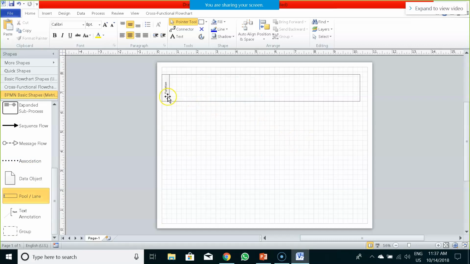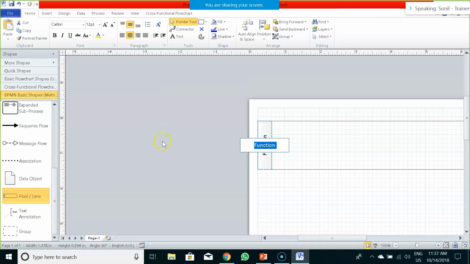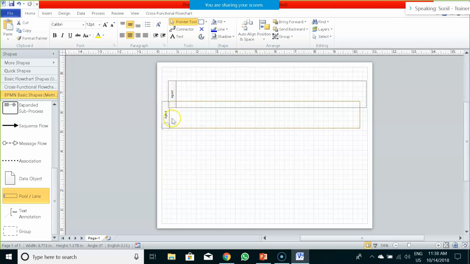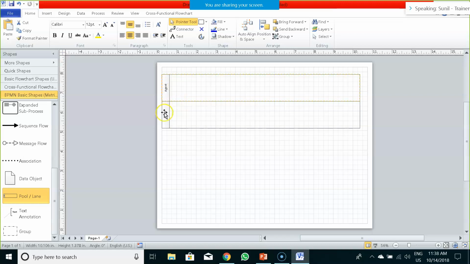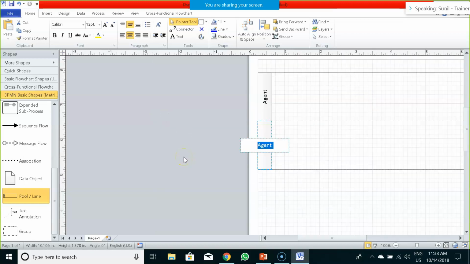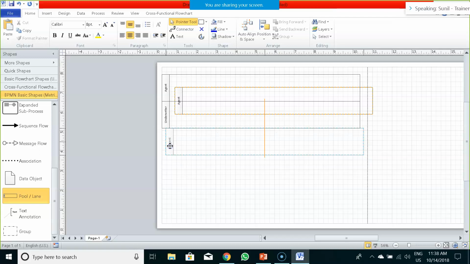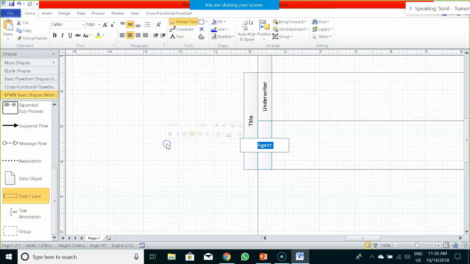Okay, we'll create swim lanes like this. The first swim lane, we would have agent. The next swim lane, we would have underwriter. The third swim lane, we would have billing.